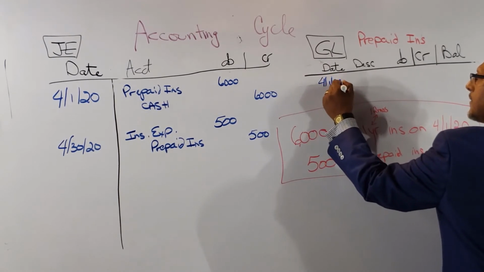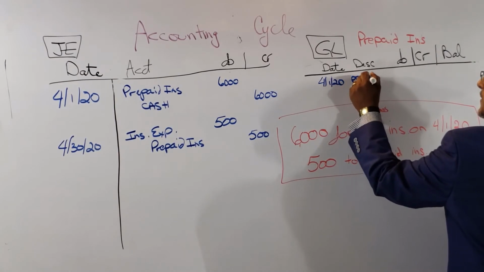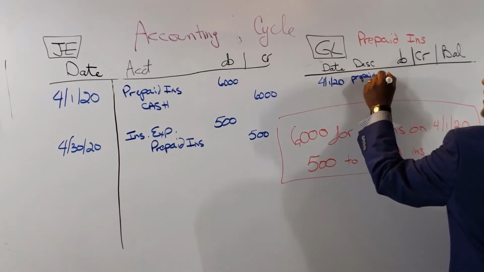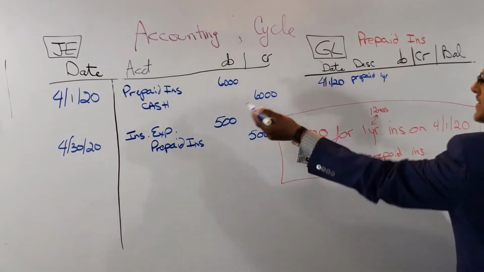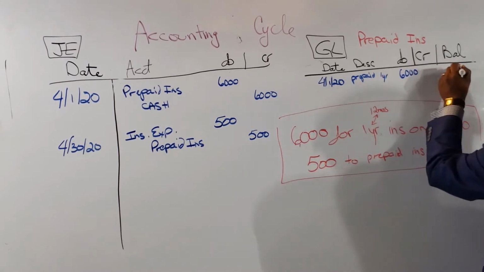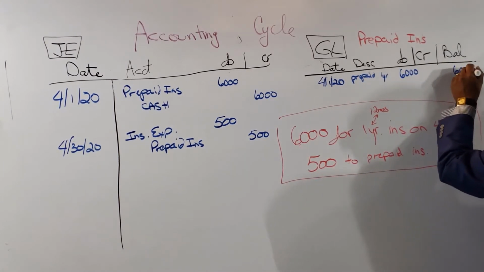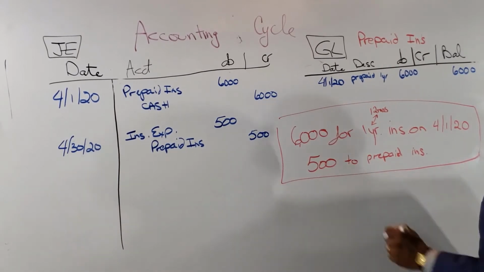We prepaid 1 year of insurance. And that was a $6,000 debit. So we put that under the debit, and that is the opening balance. That is our opening balance of the account as of April 1st.